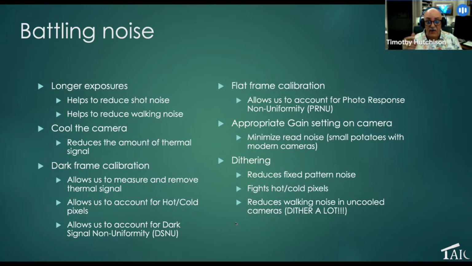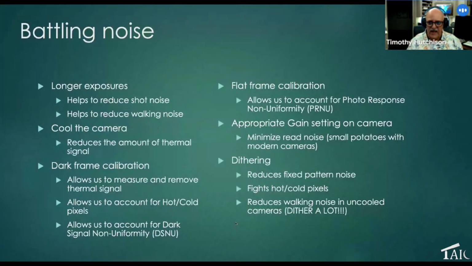Flat frames allow us not only to do things like account for the vignetting that we have in our image and the dust motes that we have on our sensor, right? That's what we all kind of think about flat frames for, but it also allows us to account for that photo response non-uniformity, right? Because we have incident light that's the same, if we do it right, across the entire sensor. And so if we see fluctuation from pixel A and pixel B and pixel C, we account for that with our flat frames when we do our flat frame calibration, right?